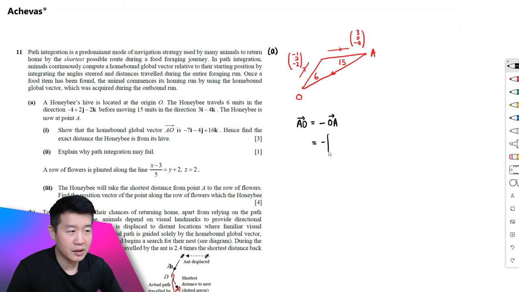So vector OA is going to be this vector plus this vector. This vector has a magnitude of 6 and it is in the same direction as minus 1, 2, minus 2. This minus 1, 2, minus 2 has its own magnitude. So I'm going to look at this from the perspective of its unit vector, which has a magnitude of just 1, but bears the same direction as minus 1, 2, minus 2. I just need to take 6 multiplied by its unit vector, and I will be able to get this vector.